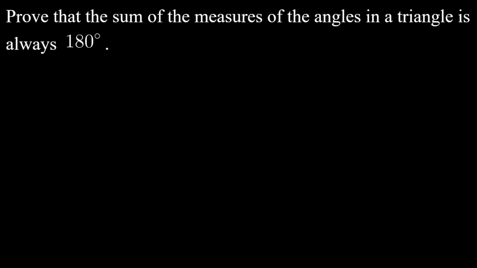This proof works with any type of triangle. You can replicate it with a right triangle, an acute triangle, an obtuse triangle, whatever. I'm just going to draw a generic looking triangle like this. So here's our plain Jane generic triangle. Nothing special going on right now. I'll label the three points A, B, and C. Now my goal is to prove that all three of these angles always equal 180 degrees. Well, how can I do that?